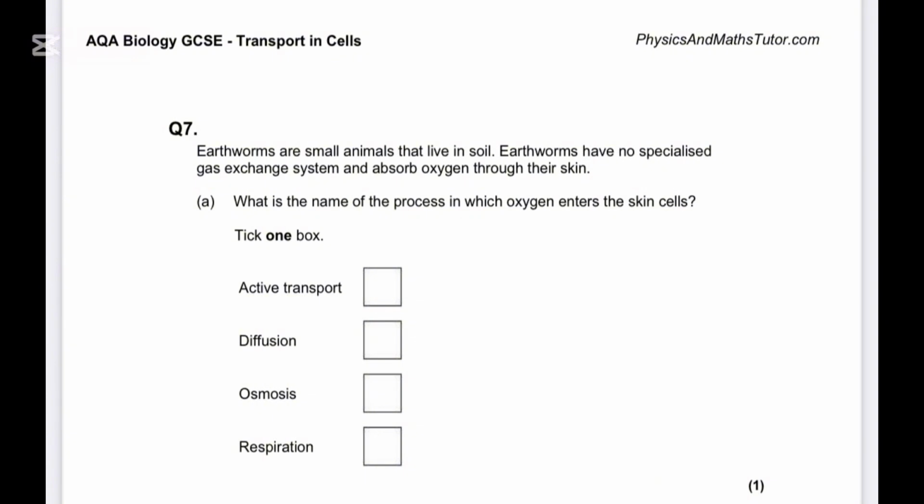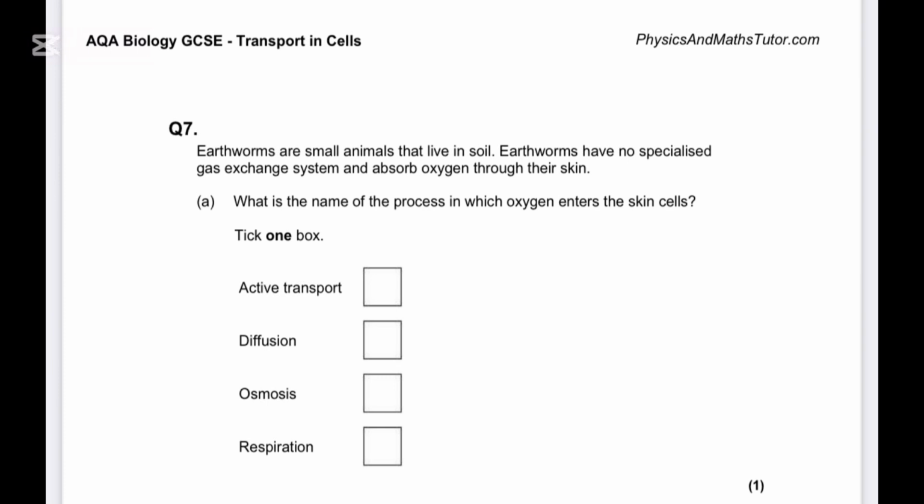They said that earthworms are small animals that live in soil. Earthworms have no specialized gas exchange system and absorb oxygen through their skin. What is the name of the process in which oxygen enters the skin cells? This is very simple. I want us to have one mentality: anything that has to do with water is for osmosis, because osmosis is a type of diffusion, and anything that has to do with gases is majorly diffusion. Have that little mindset, then a lot of questions will be very easy for you to answer.